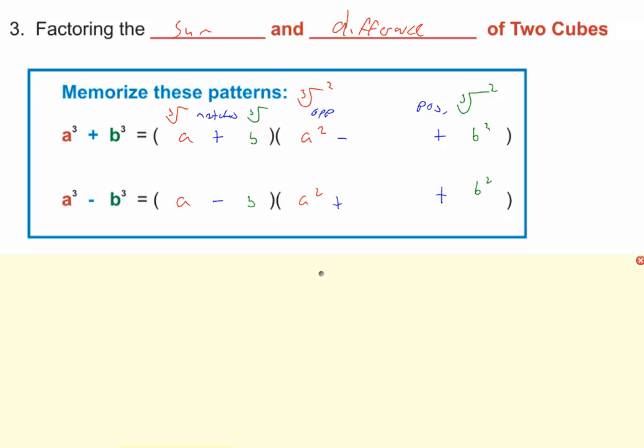How do you get the middle? The cube root of the front times the cube root of the back. Again, here is already the cube root, and here is already the cube root, so AB. And that's the pattern. Awesome.